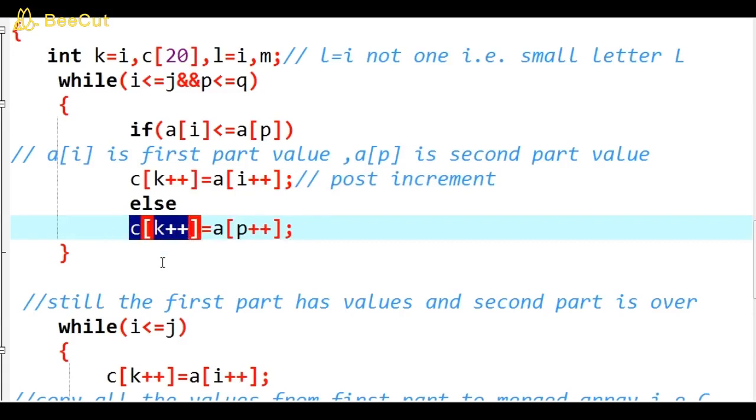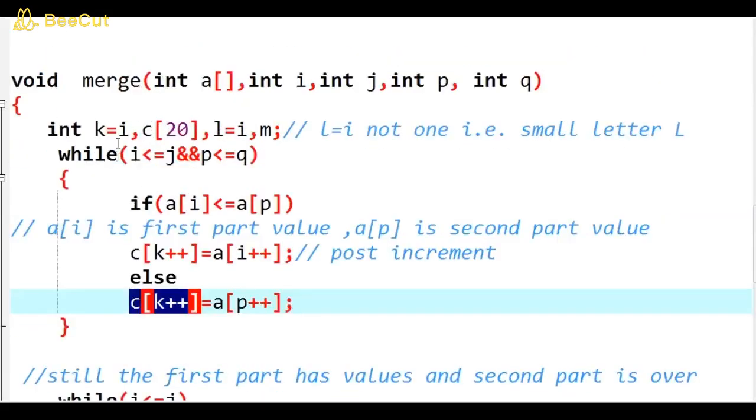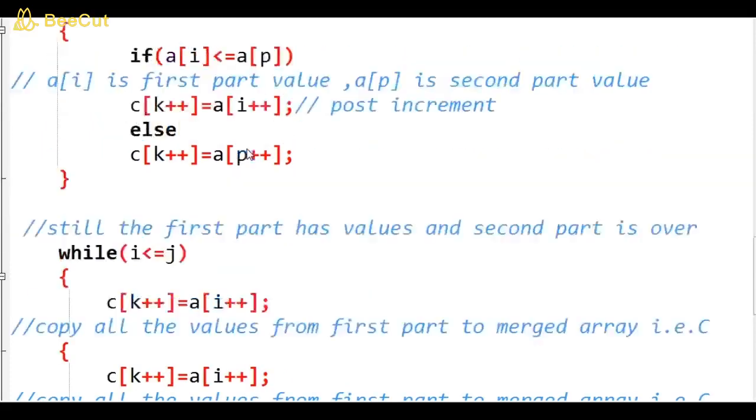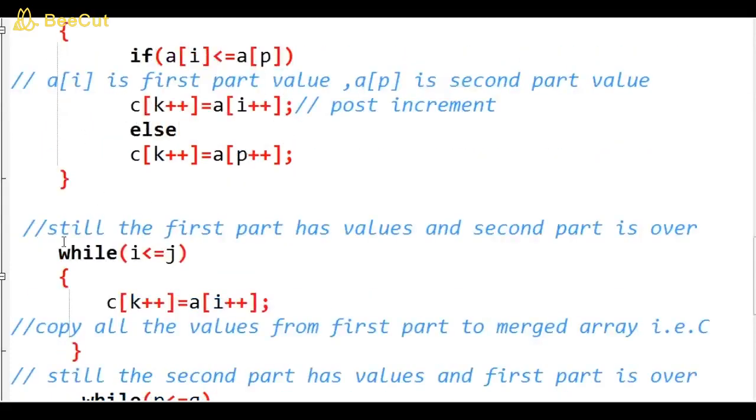Between the first part and the second part, if any one of the parts is over, what are the possibilities? Either the second part can be completed first, and then the first part may have some values. Or the first part can be completed and the second part can have some values. That's why if any one of the parts is completed, this condition becomes false, so we come out of the while loop.